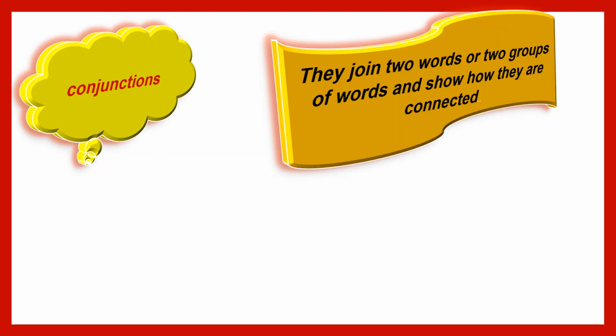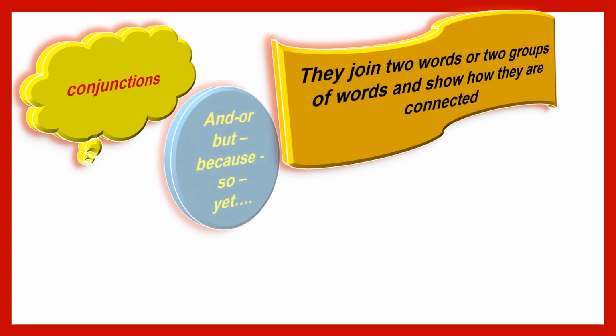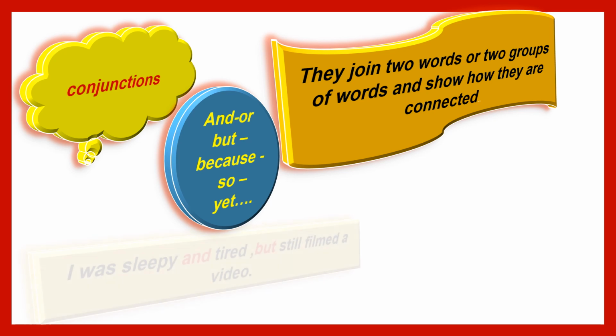Number 7. Conjunctions. They join two words or two groups of words and show how they are connected, such as and, or, but, because, so, yet, etc. Look at this example.